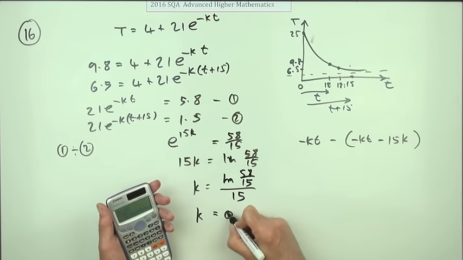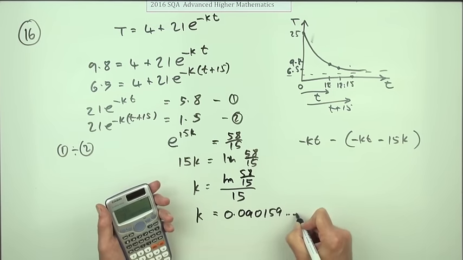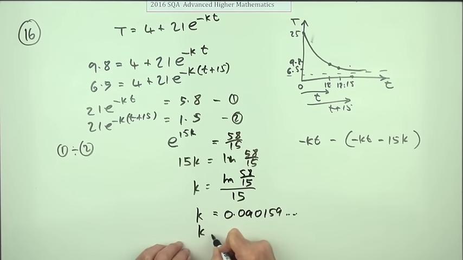Now I'll press the buttons, but I'll just have to use whatever decimal this comes to. I get 0.090159 and so on. Now I want to keep some accuracy, so I'm going to keep at least three significant figures: 0.0902. Now we're getting somewhere.